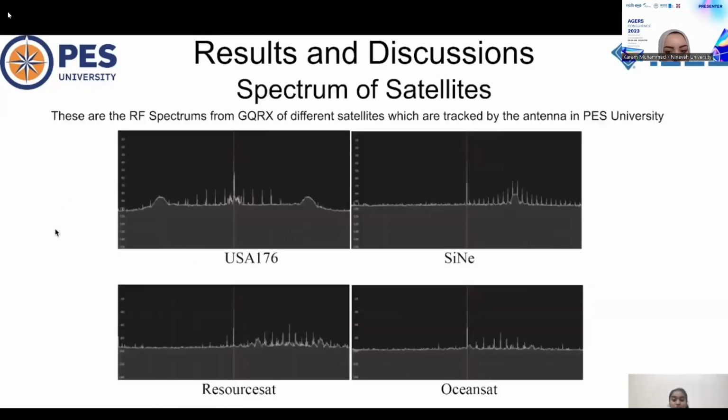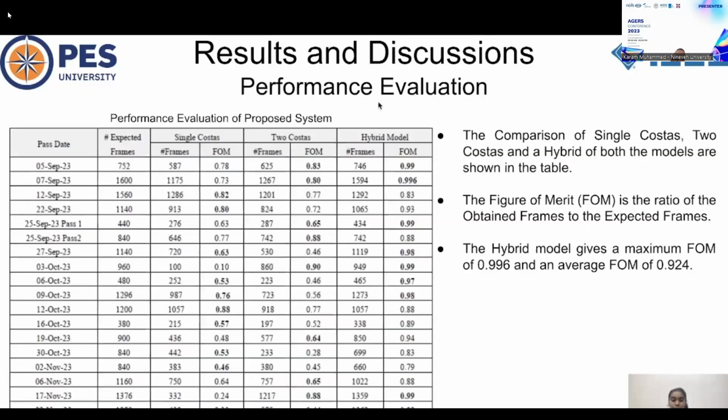These are the RF spectra from GQRX of different satellites which are tracked by the antenna at PS University. These are some S-band satellites like USA 176, SIGN, ResourceSat and OceanSat.